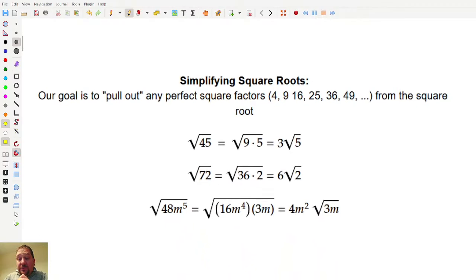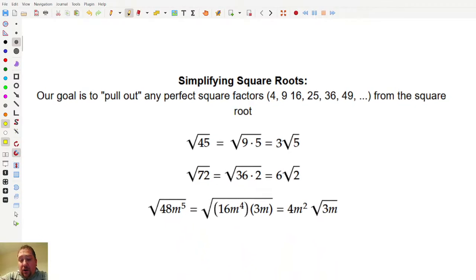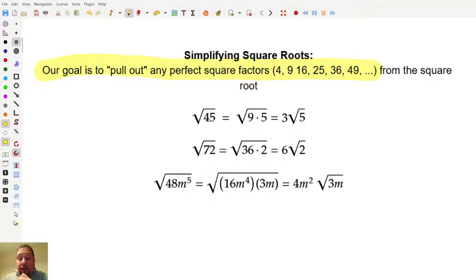So now we're going to talk about simplifying square roots. Our goal is to pull out any perfect square factors. We've seen these numbers in class before: 4, 9, 16, 25, 36, 49, 64, 81, etc., right? So 2 times 2, 3 times 3, 4 times 4, 5 times 5, etc. And our goal, again, is to pull out any perfect square factor from a square root.